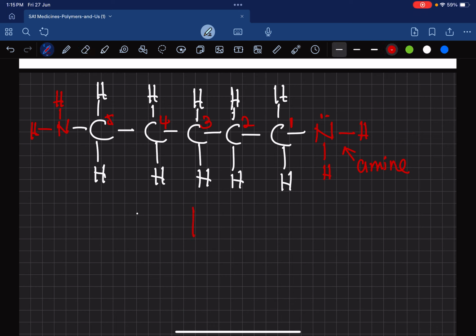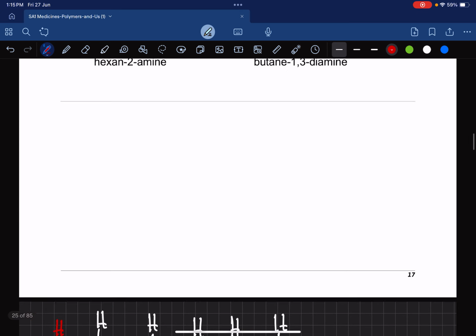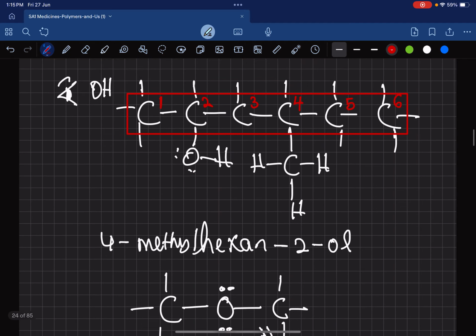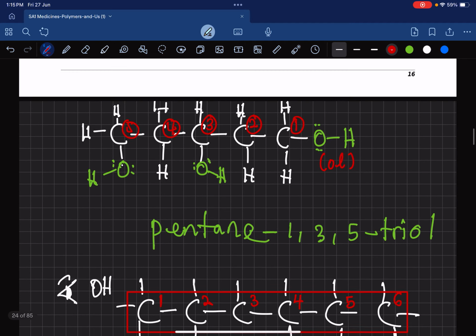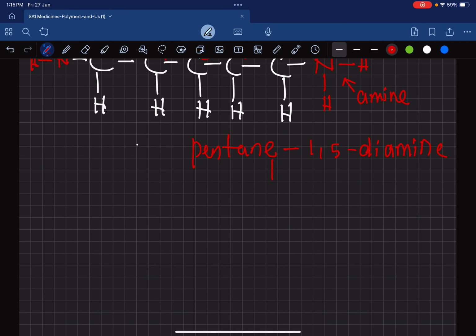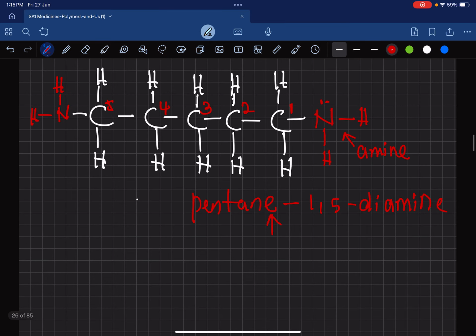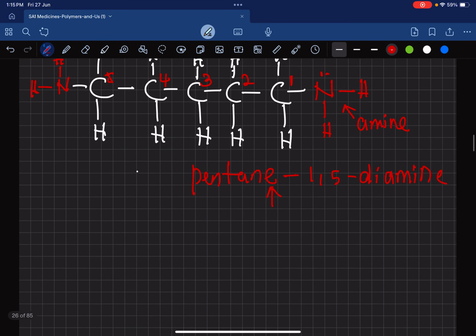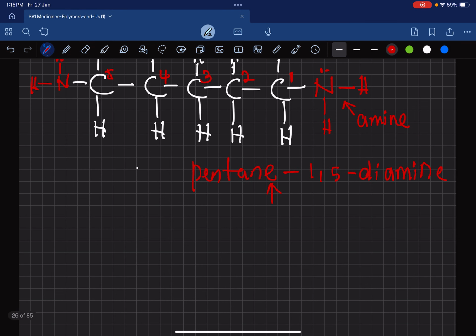So this is called pentane-1,5-diamine. You notice, like just in the case of the alcohol just now, when you have two of the same functional groups, the E comes back. You see here, the E comes back when you have two of the same functional groups. Got it? So that's it. That's how you do the naming for amines.